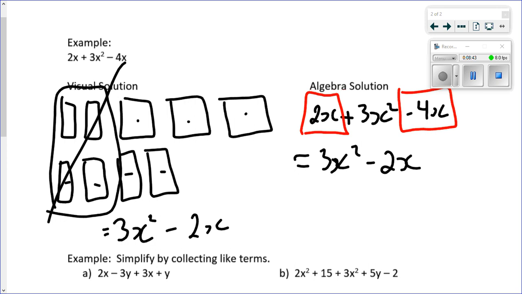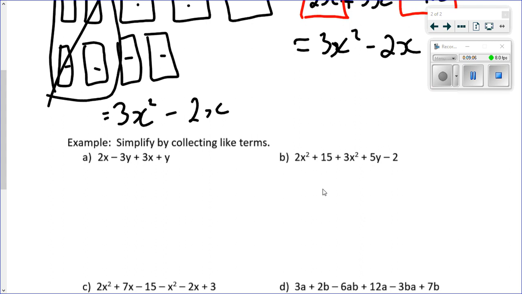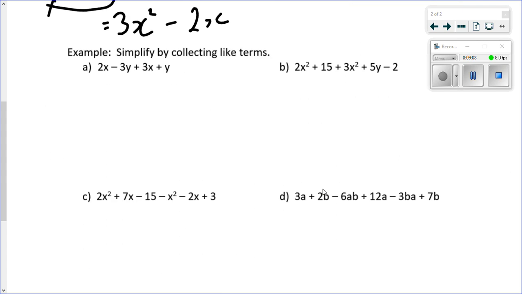Okay, the coefficients changed exactly the way they would using integers. 2 minus 4 is -2, but the x's don't change. We started off with an x and an x, we finished with an x. The 3x squared doesn't change because it's got no dance partners. It's still doing its own thing. All right, hopefully that's clear.